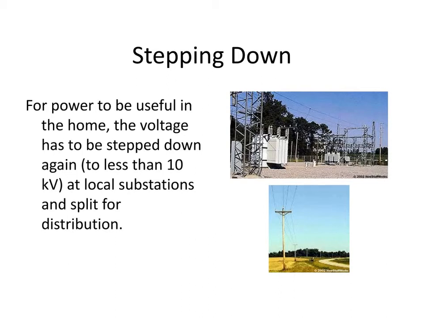Now, to use the electricity in the home, we can't use extremely high voltages like that because they would be dangerous. So we do what's called stepping down. So we decrease the voltage as it goes into homes and other buildings to make it safe. Before we do that, it gets stepped down at local substations to less than about 10,000 volts or 10 kilovolts. Then it gets split up to get distributed to other places.